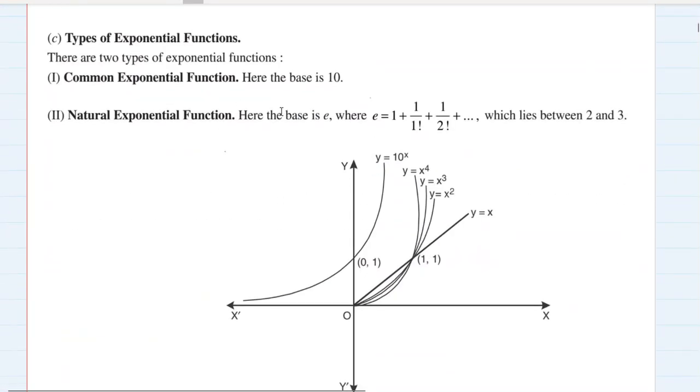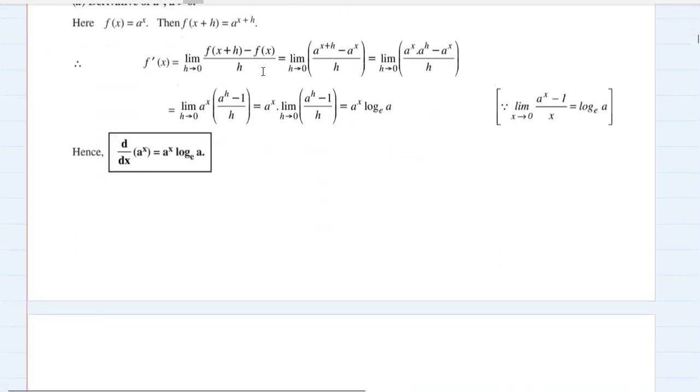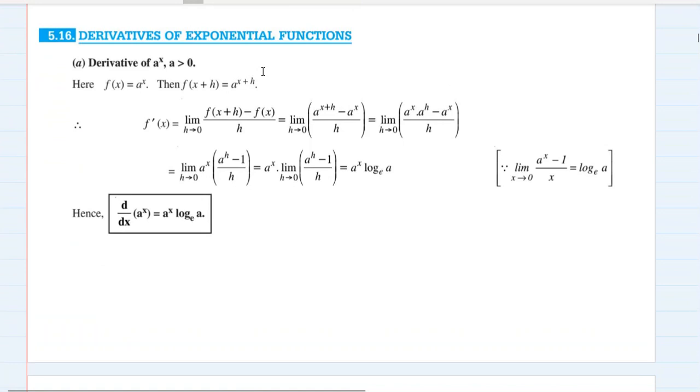Some common types of exponential function are, number one, common exponential function with base 10 and natural exponential function with base e. If you want to know more about exponential function, you might want to have a look at my basic logarithms video, in which I have explained this in detail. Today's criteria is not to understand exponential function in detail, but to differentiate exponential function. So let's quickly go to the differentiation.